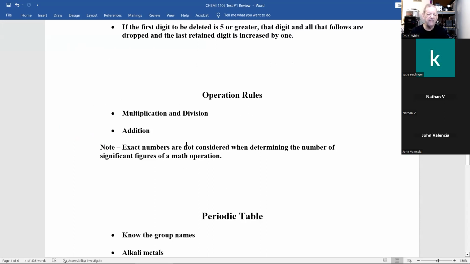Now, I talked briefly about addition and subtraction, but on test 1, there's no addition or subtraction. Now, when you're using exact numbers, they're not to be considered when determining numbers of significant figures of a math operation. An exact number is if you count a number of items or part of a definition.